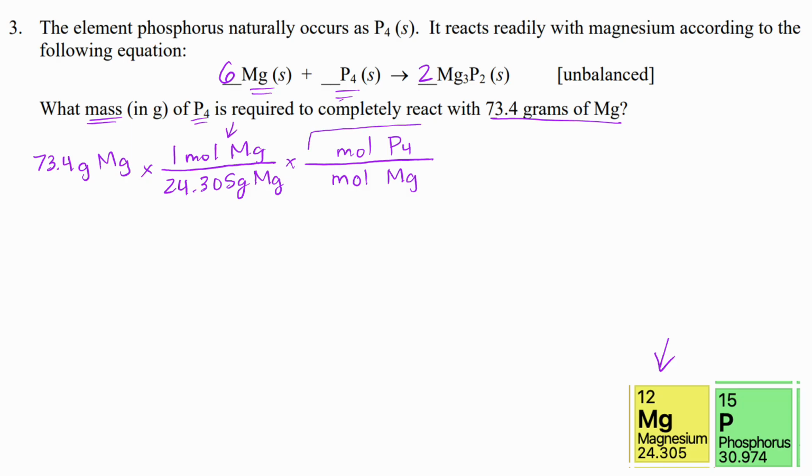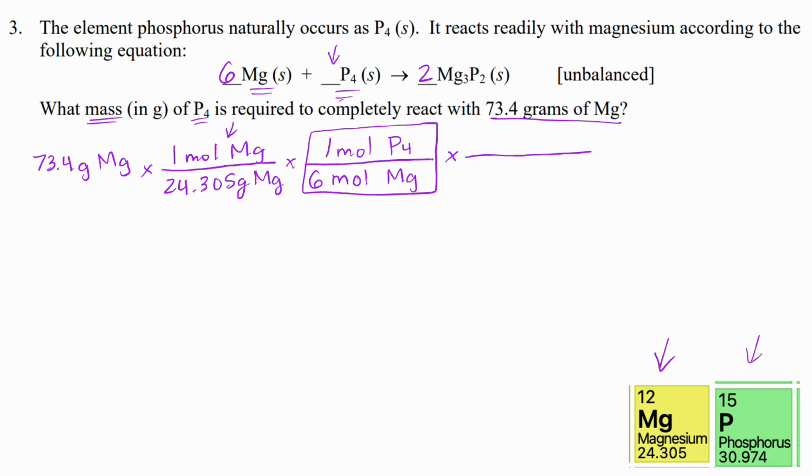Remember, this mole ratio here is the only time in stoichiometry where you get the numbers from the balanced chemical equation. So we have a coefficient of 1 for P4 and a coefficient of 6 for magnesium. Now, if the question was asking for moles of P4, I would be done, but it did not. It's asking for grams. So I have one more step, and I know if I'm trying to get to grams, I'm going to be using the periodic table.